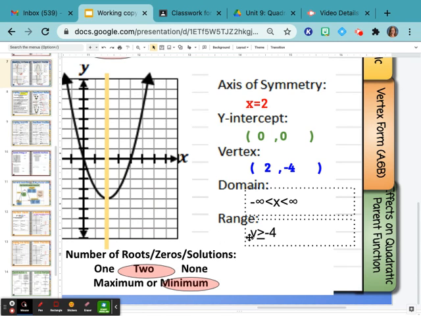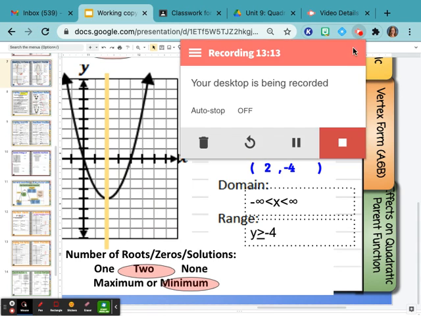Okay, your assignment is going to be on Google Classroom. I'm also going to pass it out in class. You're just going to start with doing 1 through 3 right now. And then we'll finish the rest tomorrow.